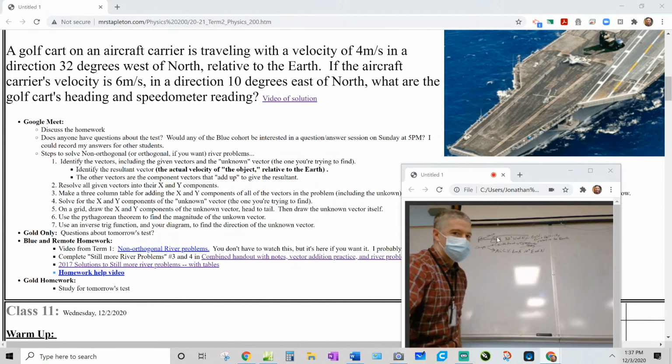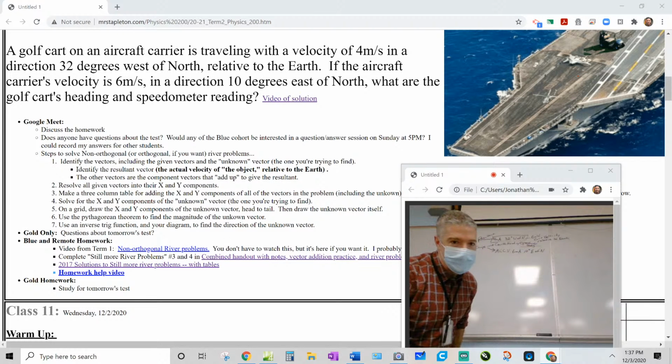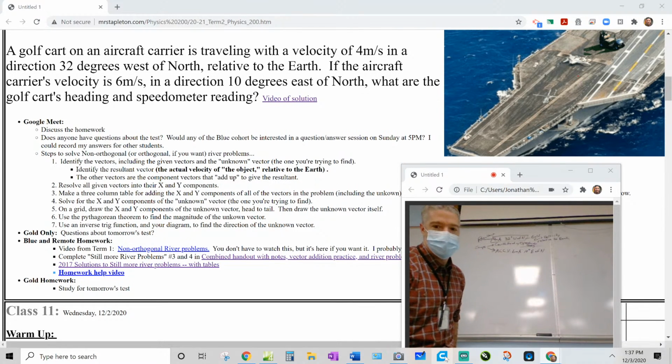So my next step is to resolve all the given vectors into their x and y components. And then after that, I'm going to make a table.